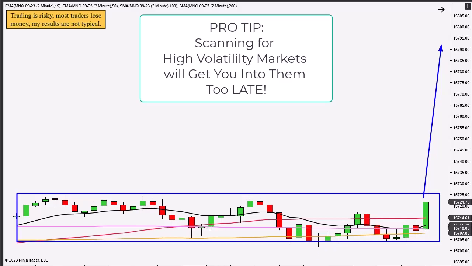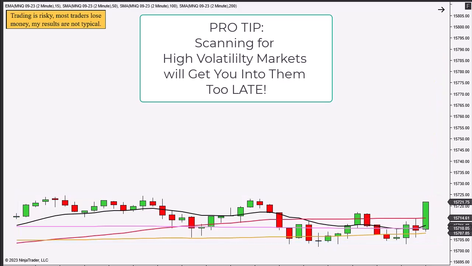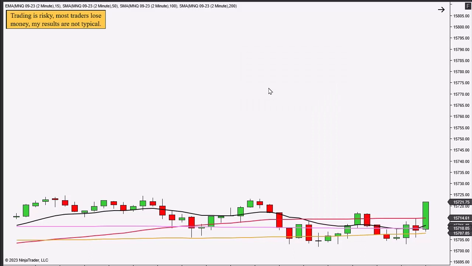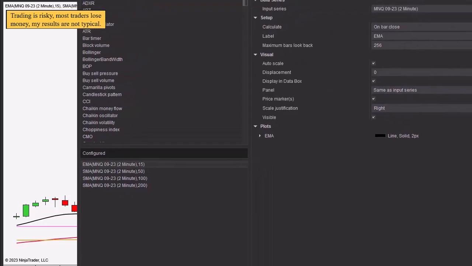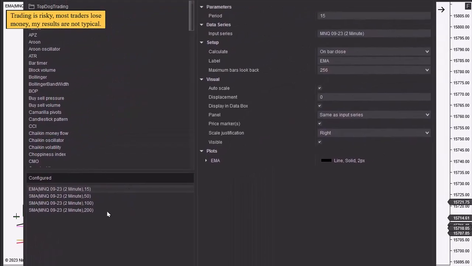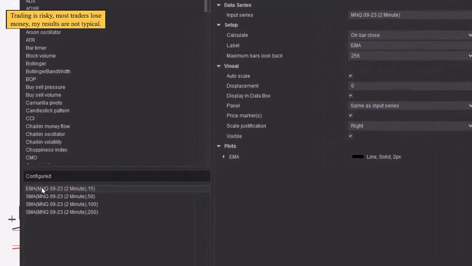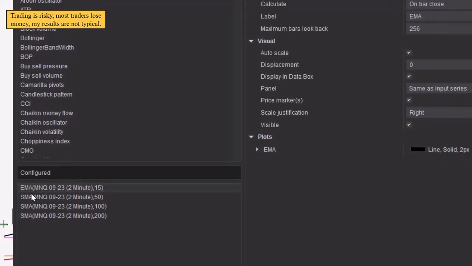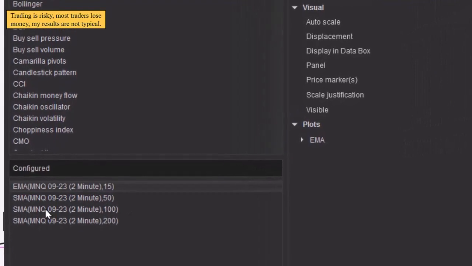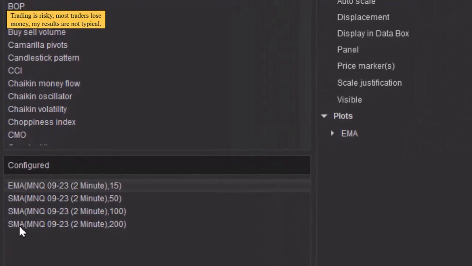Now, again, we need an objective way to measure that. So here's what I do. Let me pull up my indicators and I'll show you so you can replicate this exactly. So we're just using 4 moving averages, and you can see it right here. You can pause the video if you want to write these down. This is what I use: 15 EMA, the 50 SMA, the 100 SMA, and the 200 SMA.